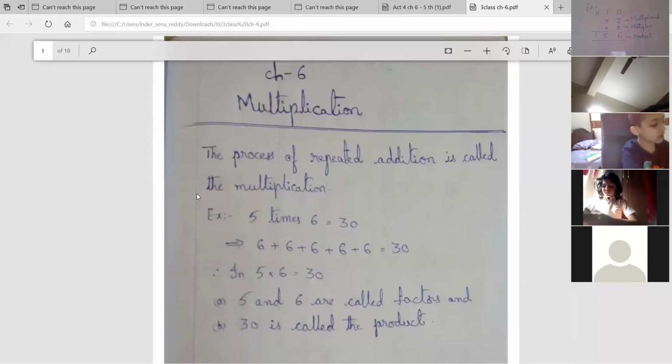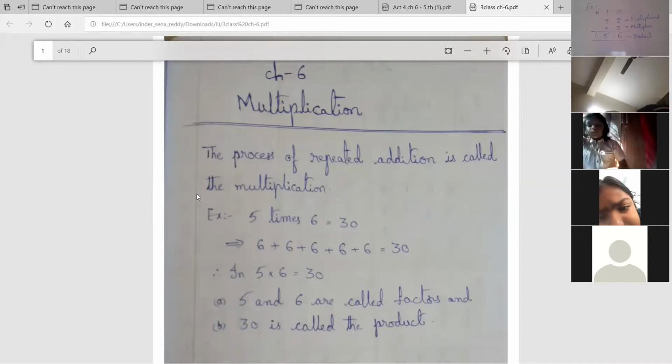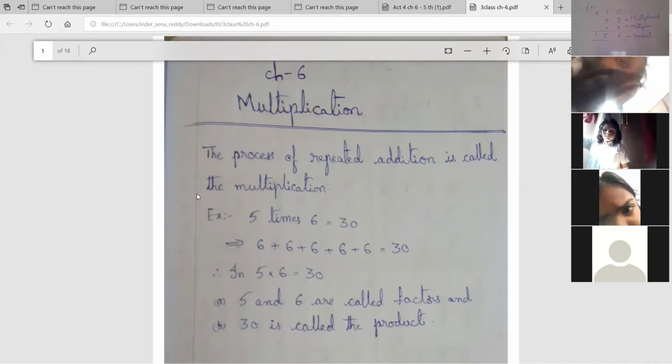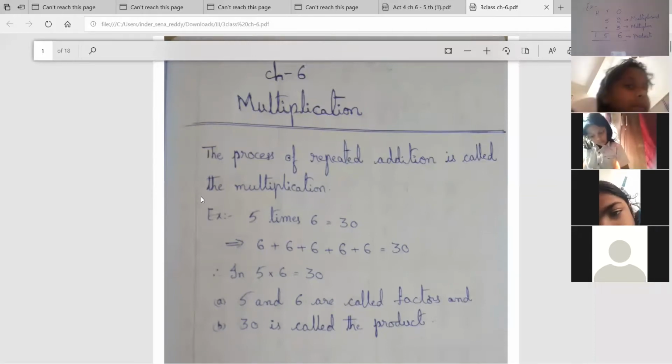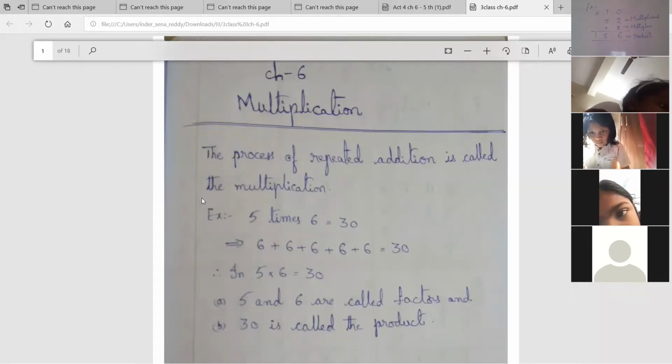Children, in multiplication, what do you call the upper number? Ma'am, we should take out our notebook and textbook. Yes. And what should we do? Write the properties from page 67.